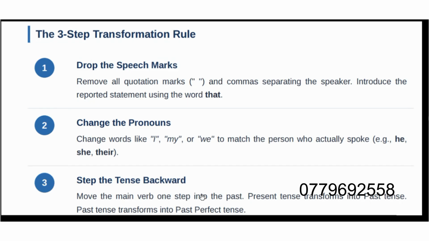What do we mean by this? If the direct speech was in a present tense form, your reported speech is going to be in a past tense form. And if the direct speech was in a past tense form, your reported speech is going to be in the past perfect tense form. Let me show you what we're talking about, since you've already done these two steps.